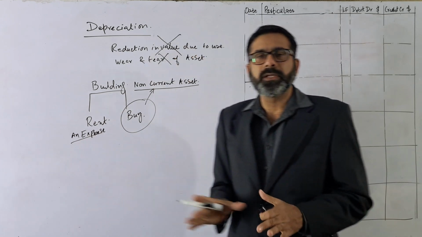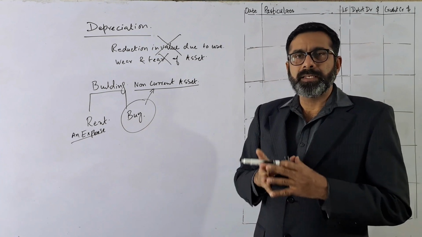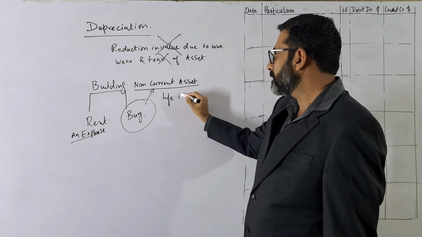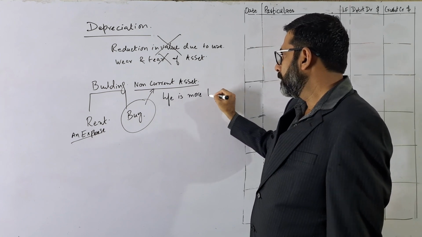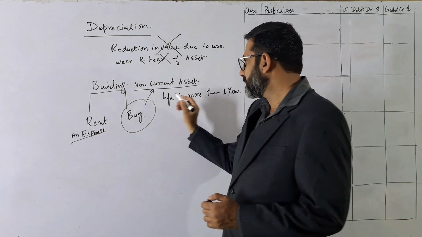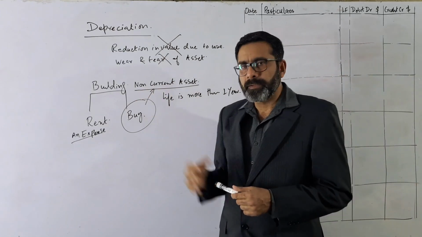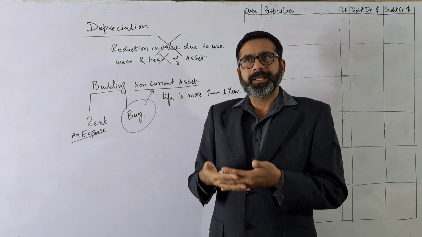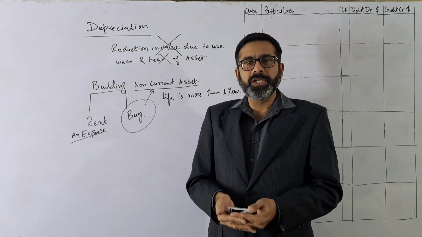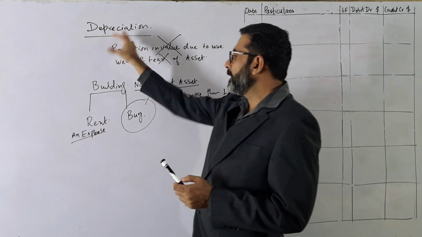So we are not considering the case where they get a building on rent. We are considering that they are buying an asset, and the asset is a non-current asset. The life is more than 1 year. That is a very basic concept. The life of the asset is more than 1 year. It may be a building, furniture, a vehicle, or any machine or equipment. For all non-current assets, depreciation will be applied.